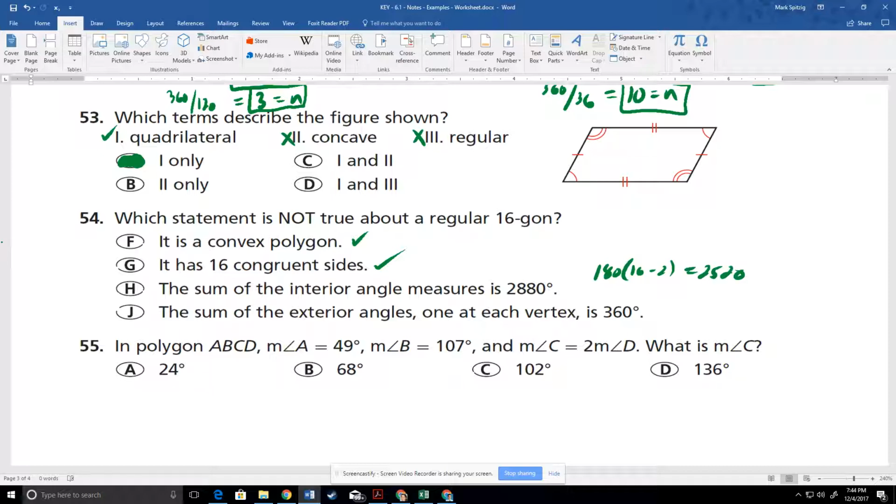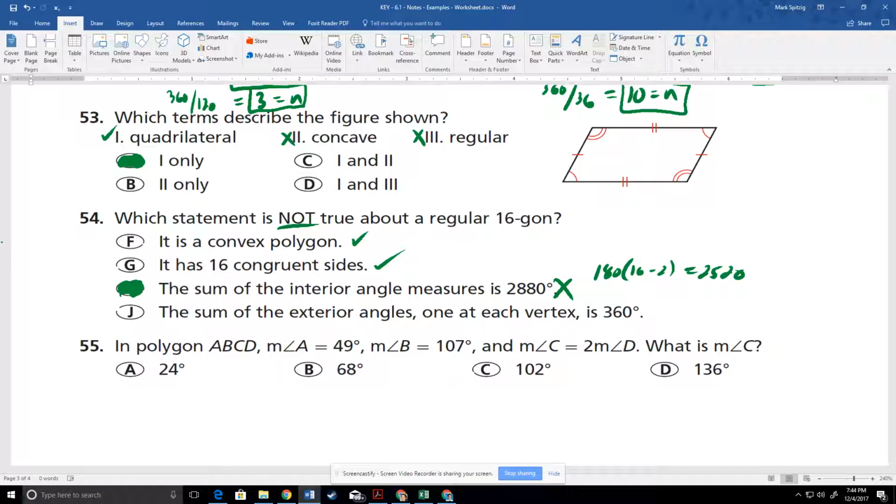I think what happened is they were counting on you to not subtract 2 from that, but we're smarter than that, so we know that is incorrect. And let's just double check. It says the sum of the exterior angles, one at each vertex, is 360. We know the sum of the exterior angles is 360, so that one's definitely true. So the one that's not true is the one that we just proved.